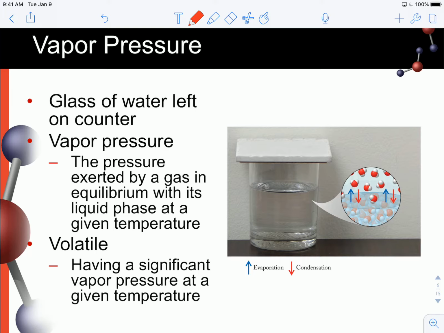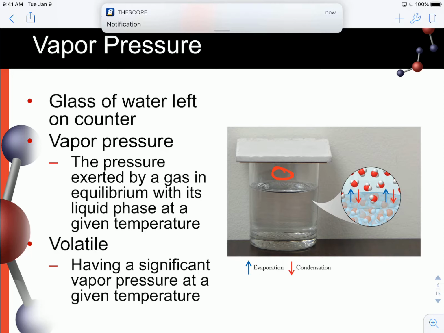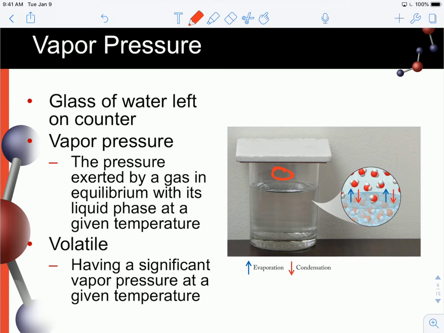Substances that are considered volatile, that word means they have a significant vapor pressure at a given temperature. So vapor pressure is, if I put a lid on this glass of water, the pressure that we have in the gas phase here with the vapor when the system comes to equilibrium. Just like with reverse osmosis, we have a point at which the net movement is balanced.